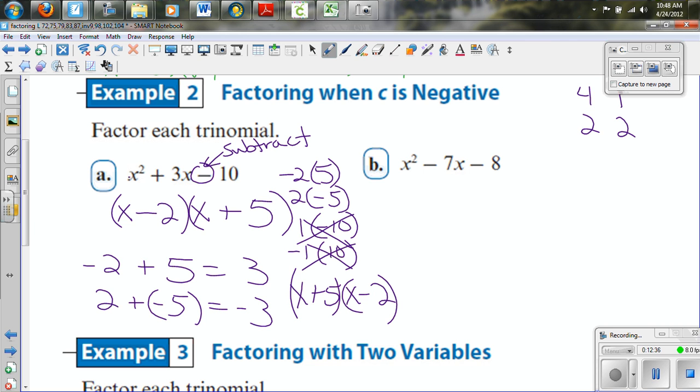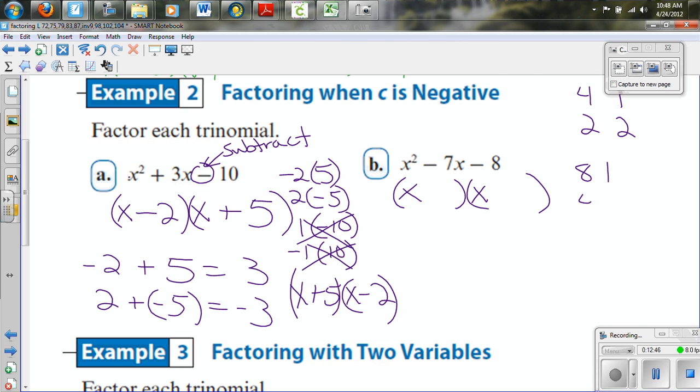So try the next one. Again, always factoring into two binomials. We know we have x and x. And then we know we have the factors of 8. And one of those is going to be negative and the other is going to be positive. And so we have to decide which is which, because we're going to subtract them. And 8 minus 1 gives us 7, and 4 minus 2 gives us 2.